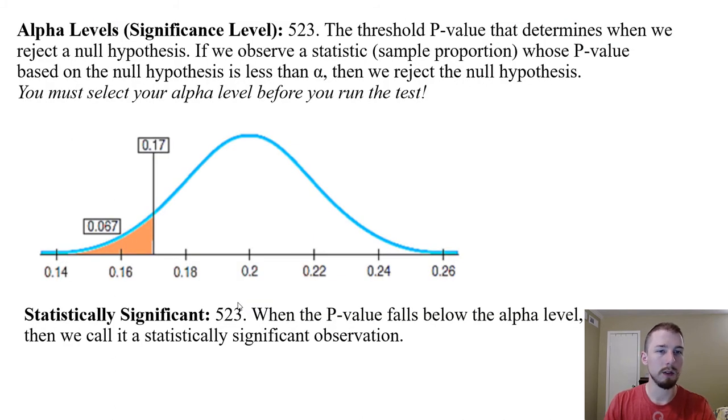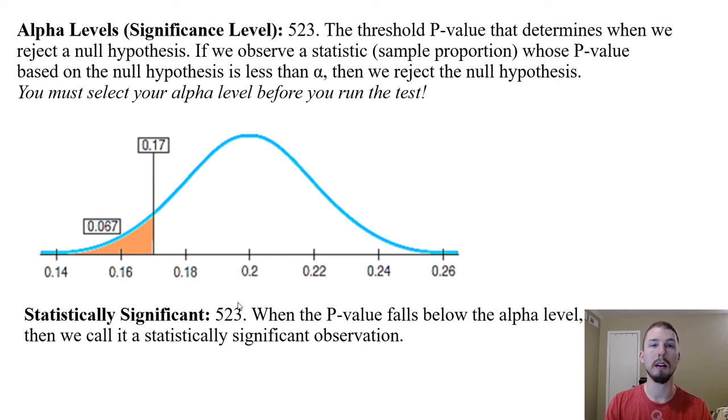All right, alpha levels, significance level. So this is the threshold. The p-value must, basically the burden of proof, determines when we reject a null hypothesis. So unless we have a p-value less than the alpha level that we set before we calculate the p-value, we would fail to reject the null hypothesis. So it's only if it's in the top 5, 1, or 10% of samples, if the null was true, that we would be able to reject the null hypothesis in favor of the alternative.